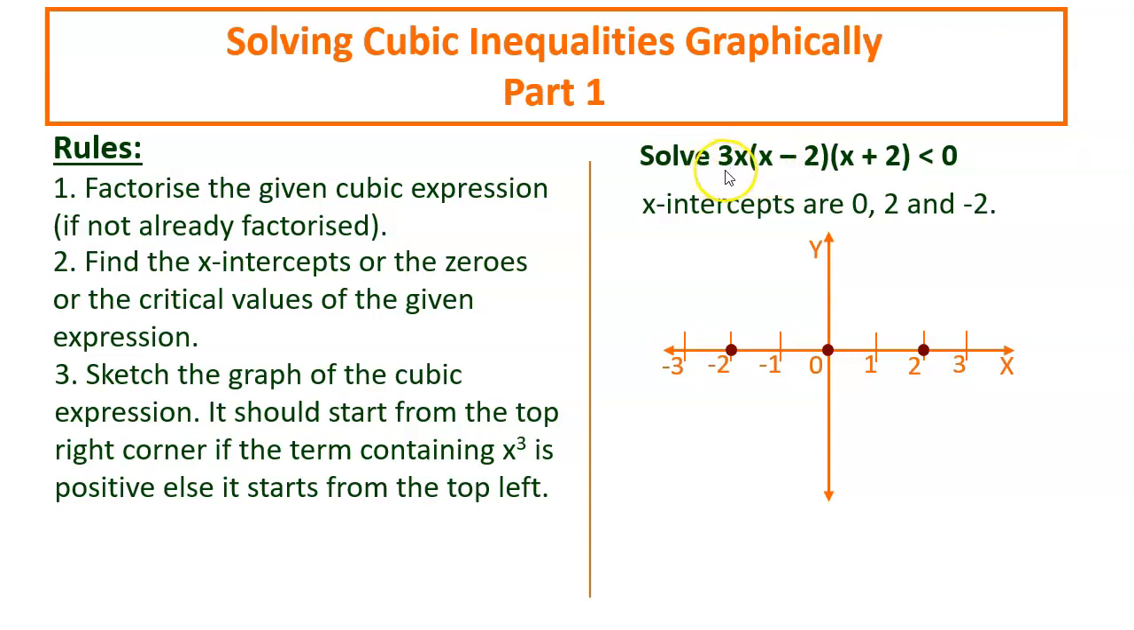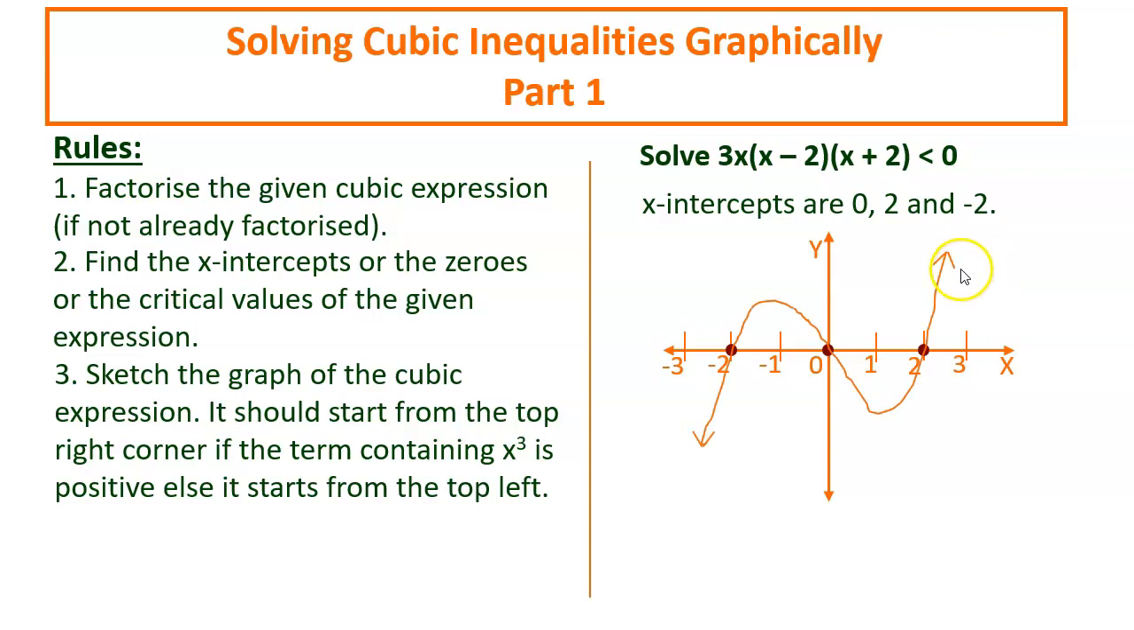It means the coefficient is a positive number, it is positive 3. We do not know what the value of x is, but the coefficient of the term containing x to the power of 3 is a positive number. So we will be starting from the top right corner and the graph looks like this.